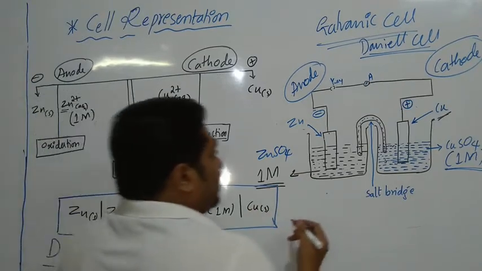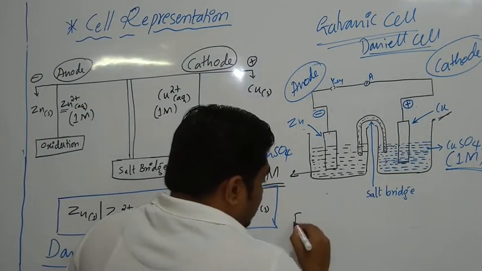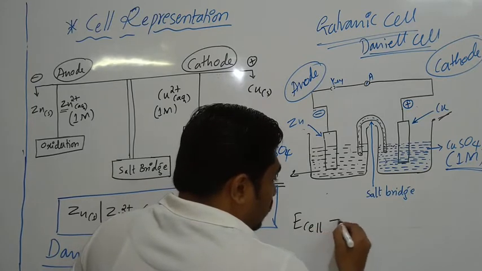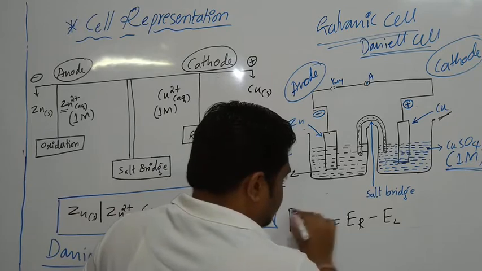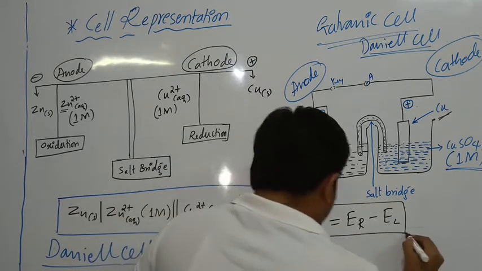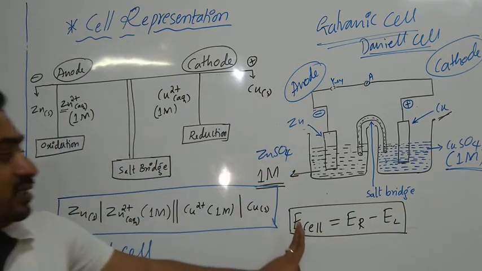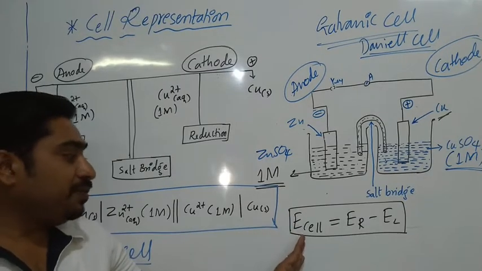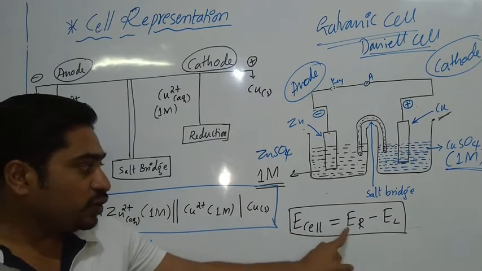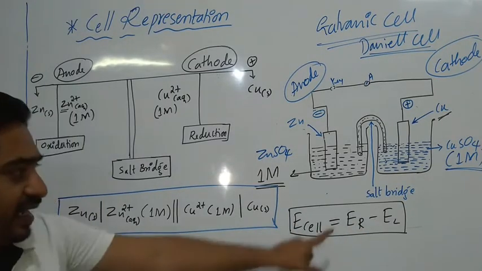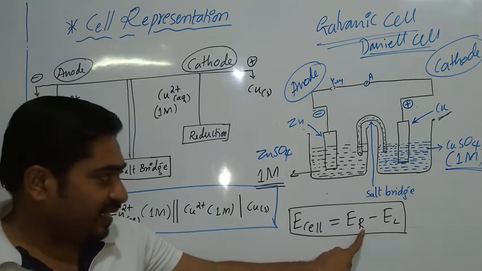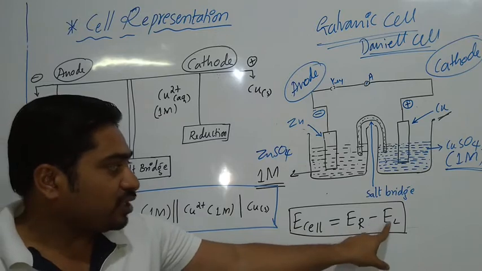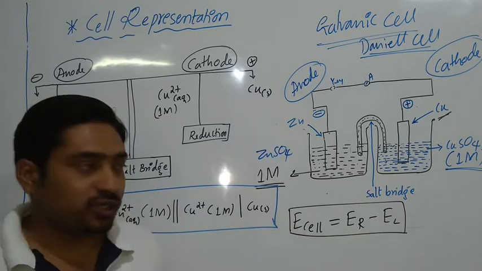What is the formula to calculate the EMF of the cell? E cell is equal to E right minus E left. So this is the formula to calculate the cell potential or EMF of the cell. E right means the electrode potential of the right side electrode minus the electrode potential of the left side electrode.